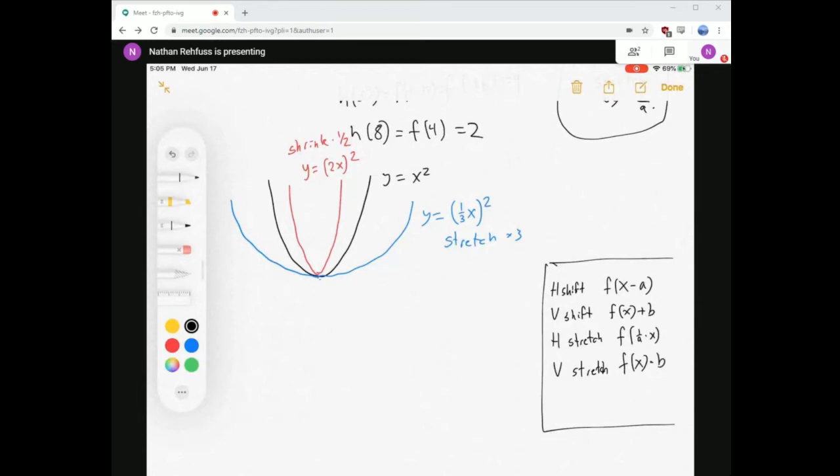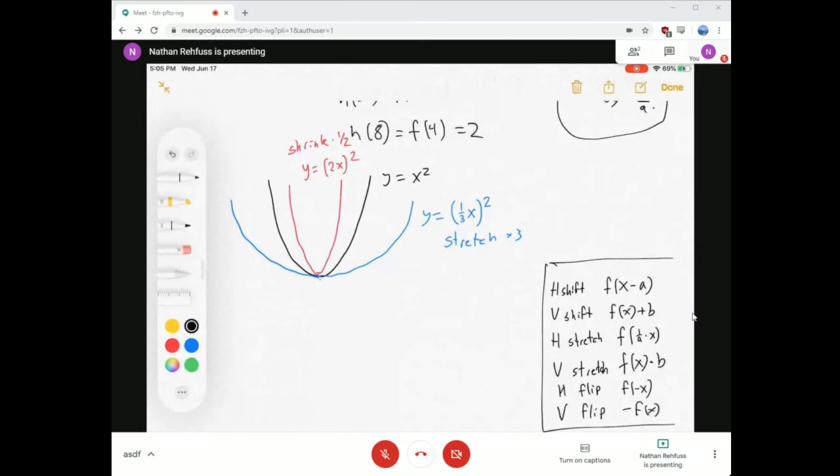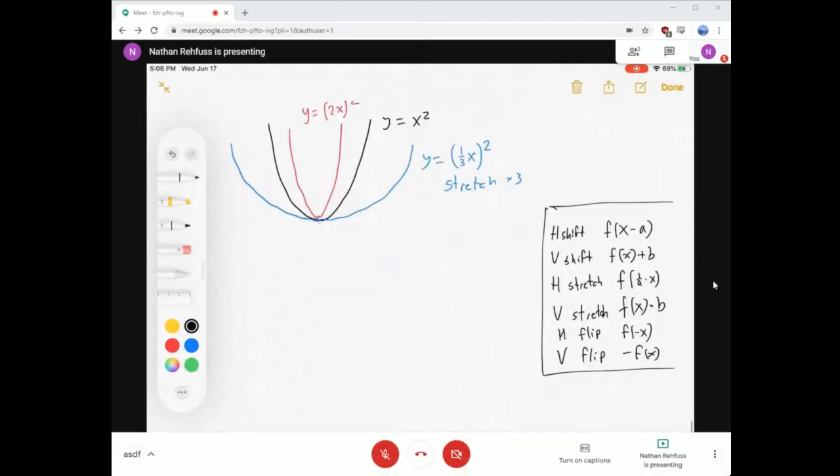Horizontal flip, that's f of negative x. Vertical flip, that's negative f of x. So those are our 6 graph transformations. That's all 6 of them. Shifts, stretches, and flips.